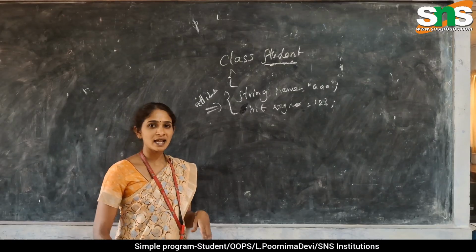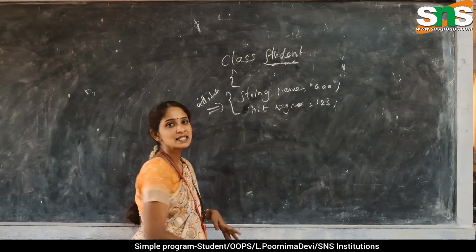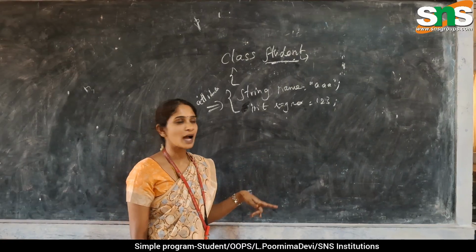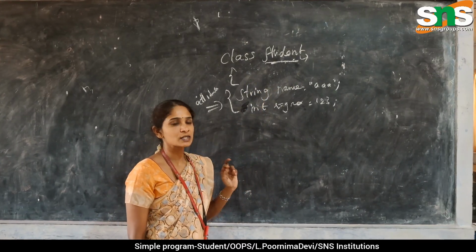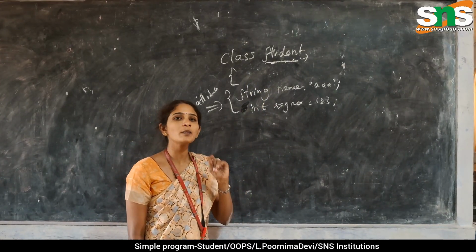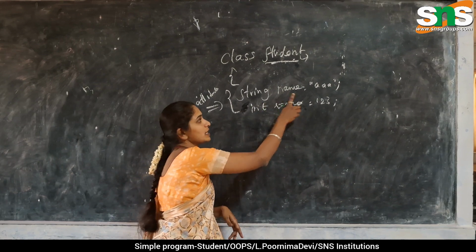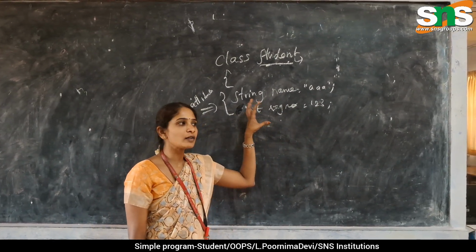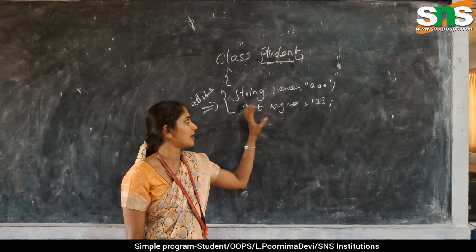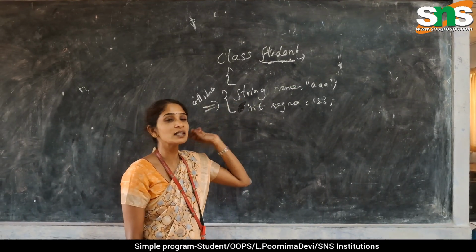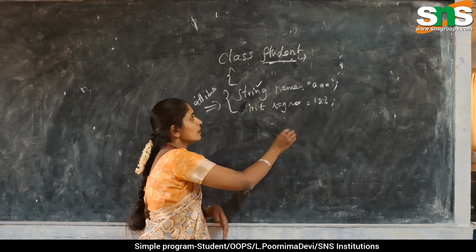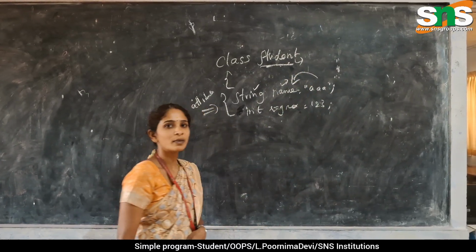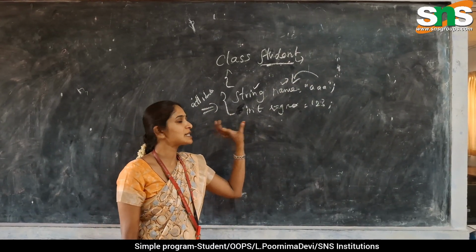So first I have to create the class name. My class name is Student. So the first thing is class Student. After that we have to mention the attributes: String name equal to AAE and int register number. These are all the attributes I have defined. With the help of the data type, we have to assign the values to the particular variable. So these are the attributes.